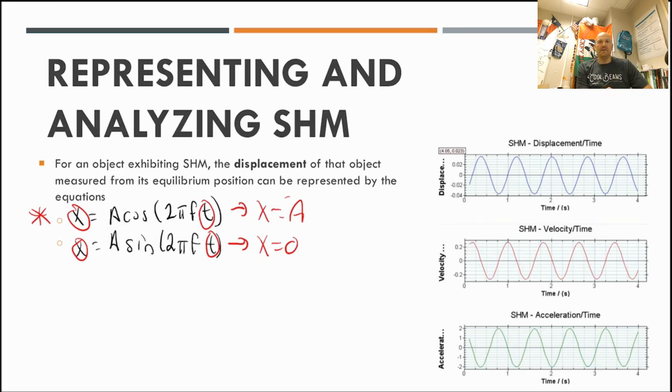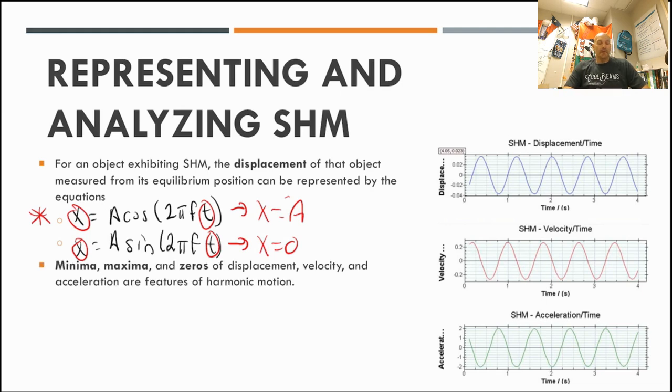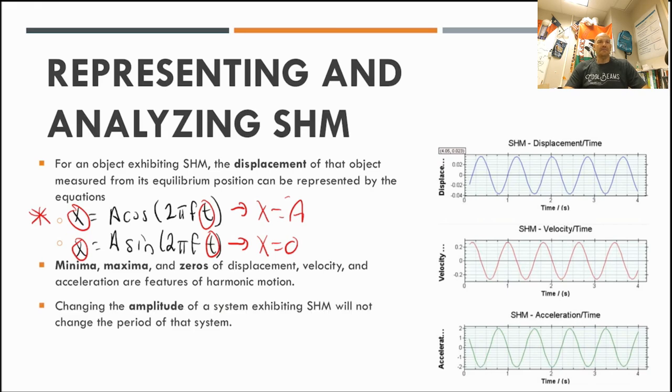Yes, I know if I look over here at the graphs I've shown for displacement, velocity, and acceleration, the displacement graph starts at 0. So this would actually be represented by a sine curve. But in most cases you'll start with cosine. There are minimums, maximums, and zeros for the displacement, velocity, and acceleration. These are going to be special features of the harmonic motion.